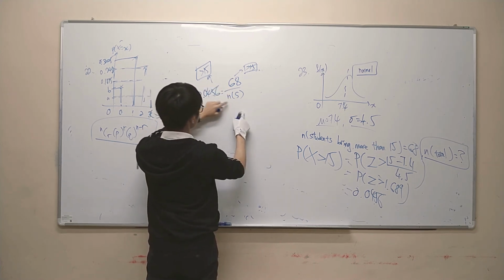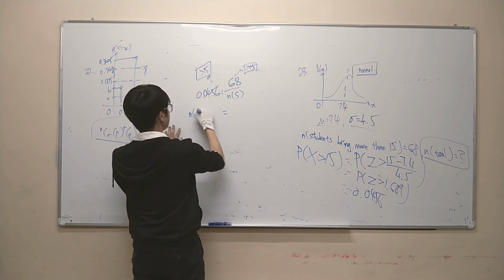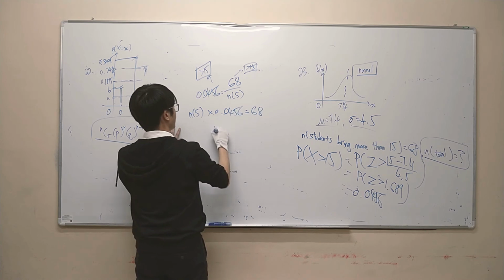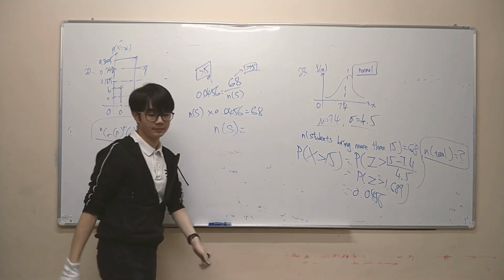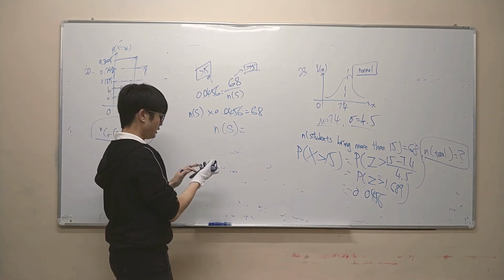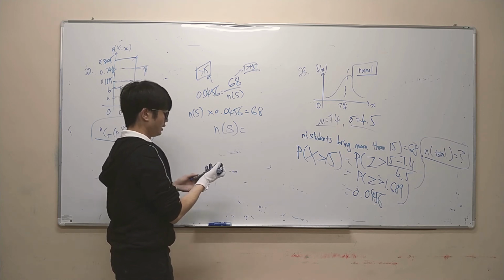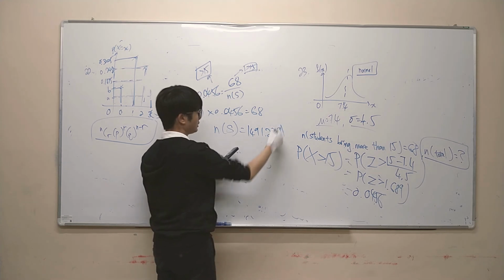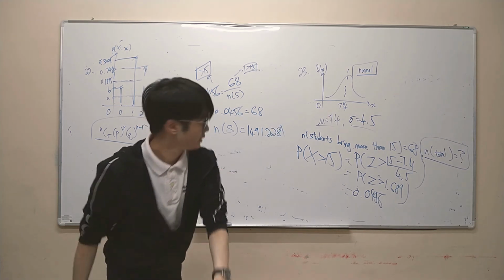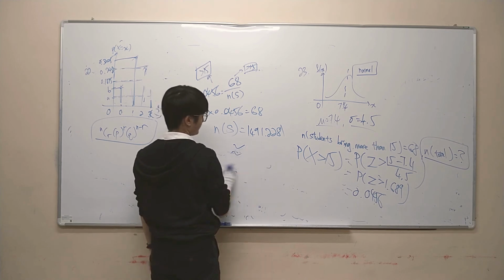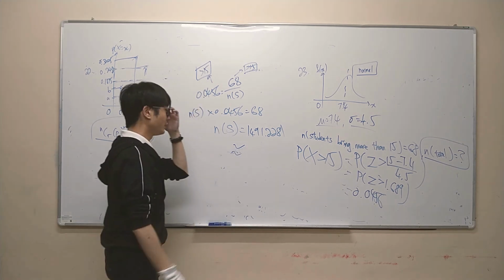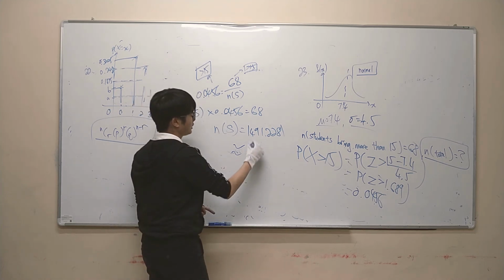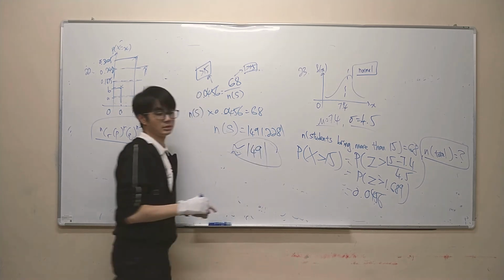So can I find the total now? Yes, I can. Just move it across and change to multiplication. 0.0456 times n(S) equals 68, so n(S) is 68 divided by 0.0456. That gives 1491.2281. Okay, a lot of numbers. So how many students? Because this is the number of students, right? So 1491.22, it means the 0.22 we don't count as one person. We only take 1491. So this is the total number.